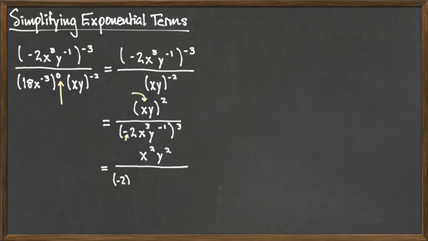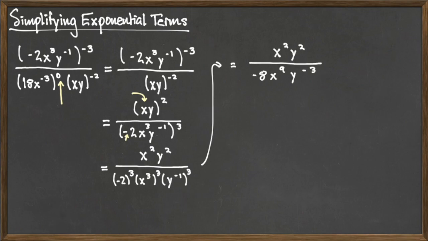This gives me x squared times y squared divided by negative 2 to the 3rd times x to the 3rd to the 3rd times y to the negative 1 to the 3rd. That negative 2 to the 3rd will become negative 8, but our other terms exercise the ability to take a power to a power and turn it into a product of exponents. This results in the expression x squared y squared divided by negative 8 times x to the 9th times y to the negative 3rd. Now that these outermost exponents have been taken care of, we can simplify this problem like we did in the two previous steps.